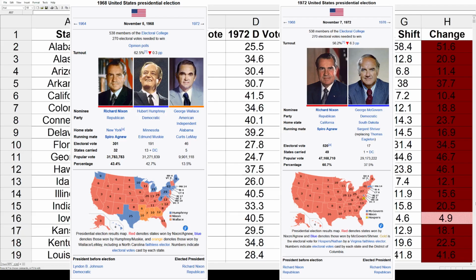Now, if we jump ahead to 72, that was the Richard Nixon landslide. That year, he got 520 electoral votes, carried 49 states, over 60% of the popular vote. The Democrat George McGovern was only able to carry 1 state plus D.C., good for 17 electoral votes, and got 37.5% of the popular vote. And there was not nearly the significant third-party vote that there was the election prior.